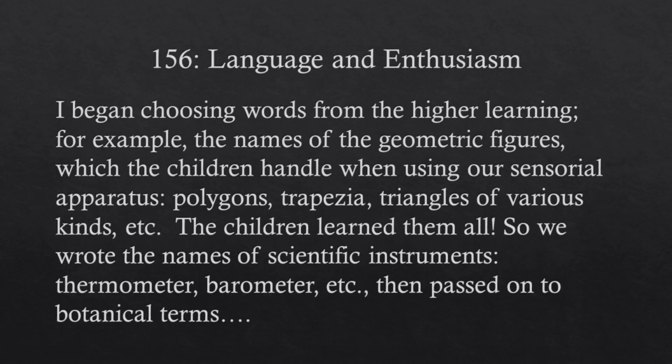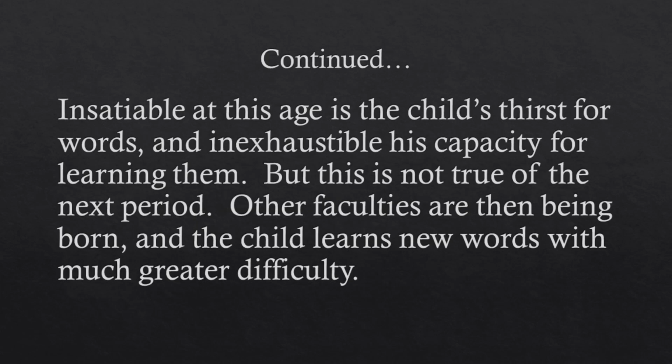So on page 156, Montessori talks about language and enthusiasm. She says, "I began choosing words from the higher learning. For example, the names of the geometric figures, which the children handle when using our sensorial apparatus. Polygons, trapezia, triangles of various kinds, etc. The children learned them all. So we wrote the names of scientific instruments, thermometer, barometer, etc., then passed on to botanical items. Insatiable at this age is the child's thirst for words, and inexhaustible his capacity for learning them."